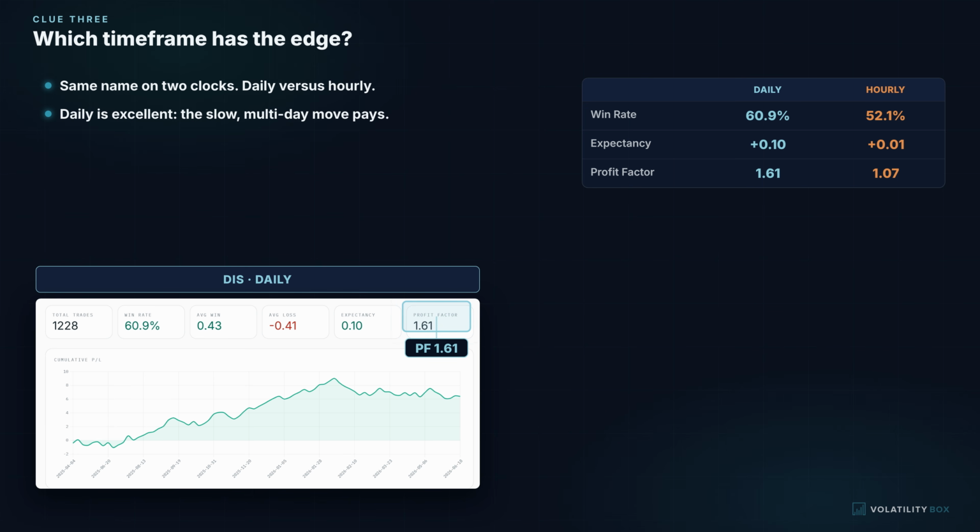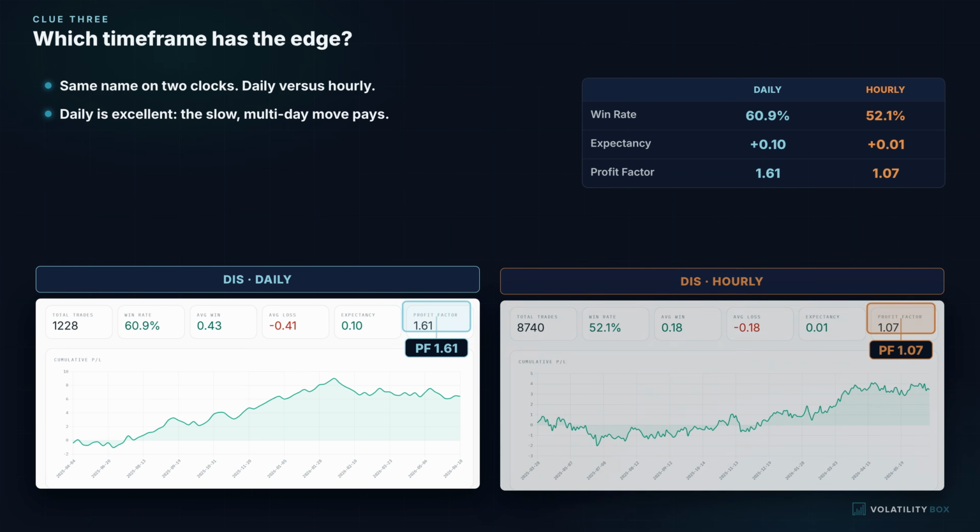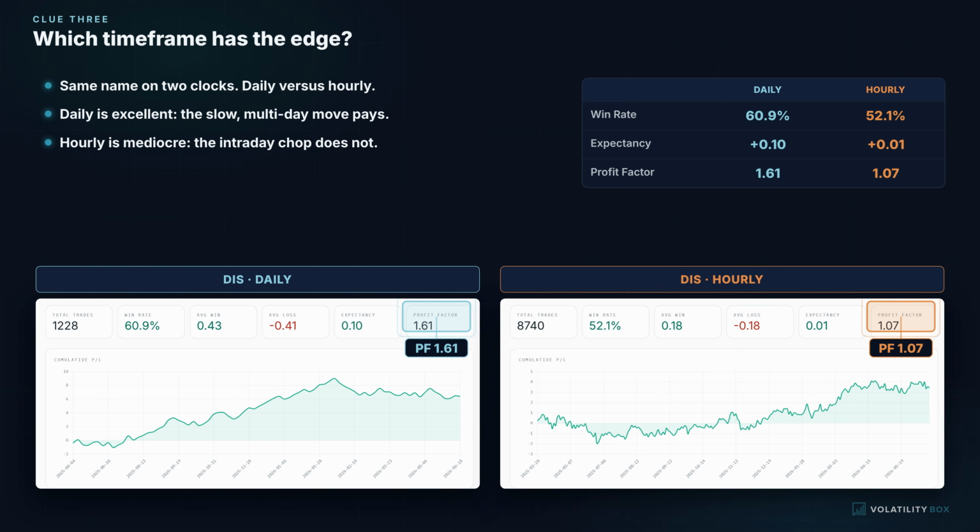If you run a name on the daily and you run it on the hourly and then you compare, I'll use Disney as an example here. On the daily aggressive, it's excellent: 60.9% win rate and a profit factor above 1 at 1.61. Now I'm going to run that same exact name, Disney again, but this time on the hourly models. And notice how the backtest goes a little bit closer to that middle, mediocre line: 52.1% win rate, and again the profit factor barely over 1.